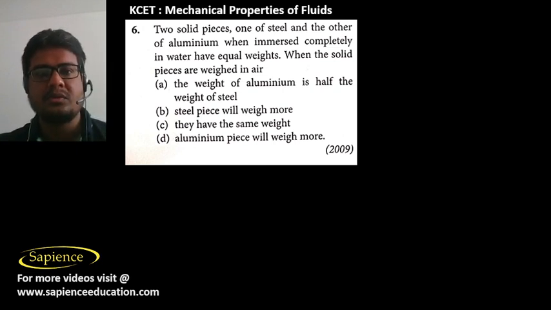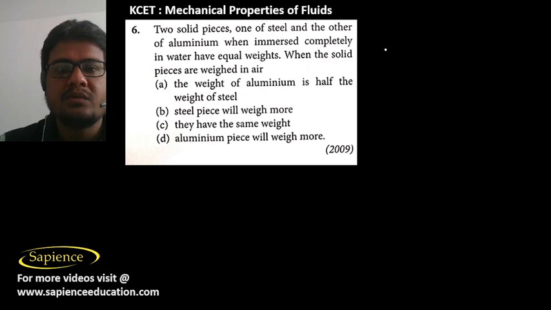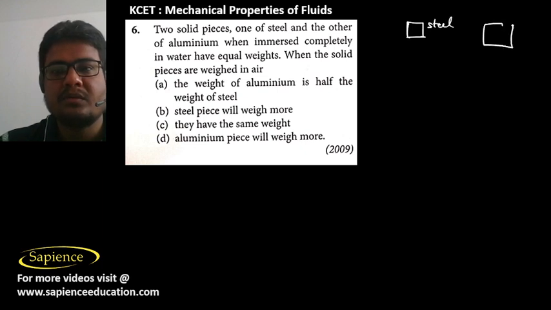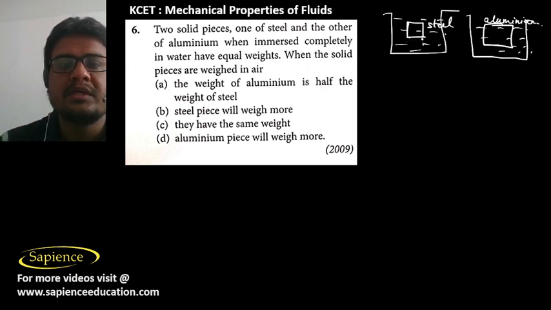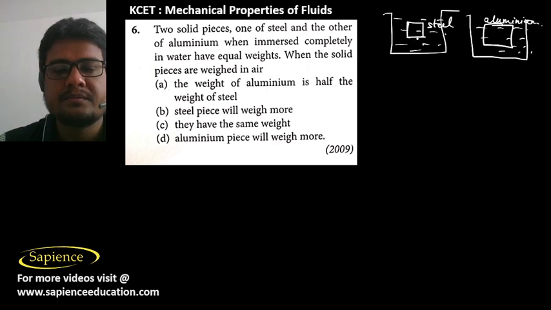Then in question number 6, it is told two solid pieces, one of steel and the other of aluminium, when immersed completely in water, have equal weights. Two solid pieces, one is made of steel and the other is made of aluminium. When they are completely immersed in water, they have got equal weights. When the solid pieces are weighed in air, which one will weigh more?